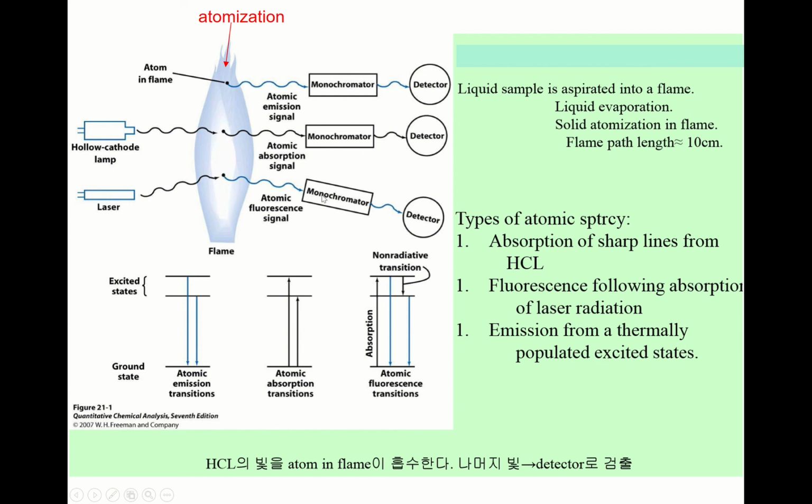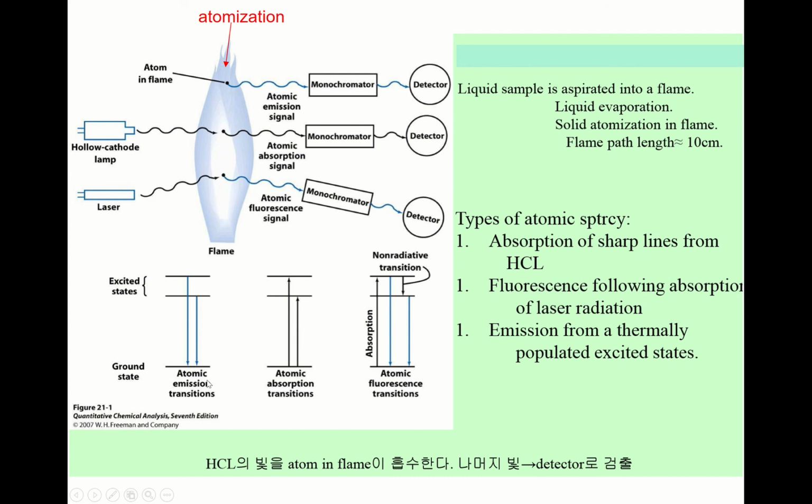The other technique is called atomic fluorescence. Here in this case a laser beam is usually used. The laser beam induces the electronic transition, and then it generates fluorescence, and this fluorescence is detected by a detector. So you have to differentiate the difference between atomic emission spectroscopy and atomic fluorescence spectroscopy. In atomic emission spectroscopy, you don't need any external light source like a laser.